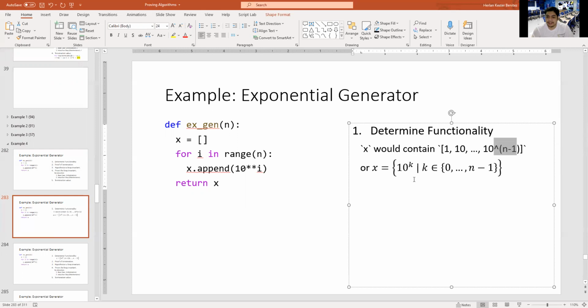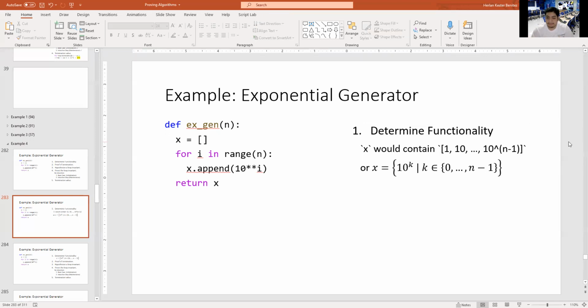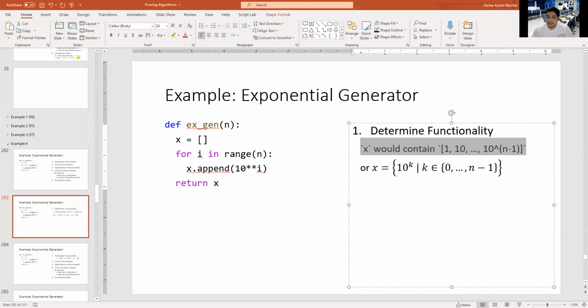A formal way of writing this is using set notation. x is equal to the set containing 10 to the k, such that k is an element from 0 to n minus 1. So, the functionality is that it just creates a list starting from 1 up to 10 to the n minus 1. When this is actually asked, this form would actually be alright.